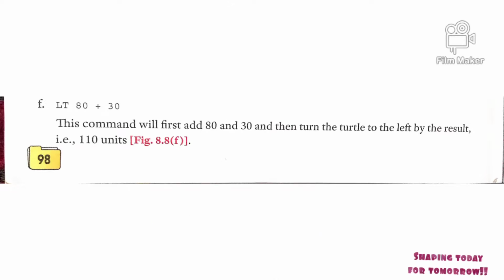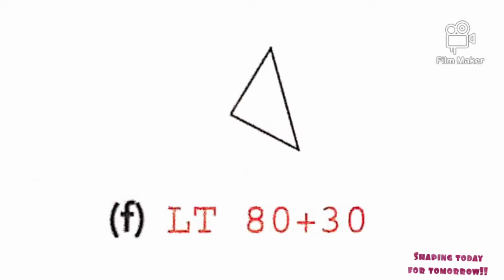Now let's see point number F, LT 80, then they have used the symbol of addition, and then the second number is 30. This command will first add 80 and 30 and then turn the total to the left by the result, that is 110. See figure 8.8F for this. So students, as you can see in this figure, first it will add 80 and then 30, and then you will get the result of 110 units, and then after this it will move the total in the leftward direction.